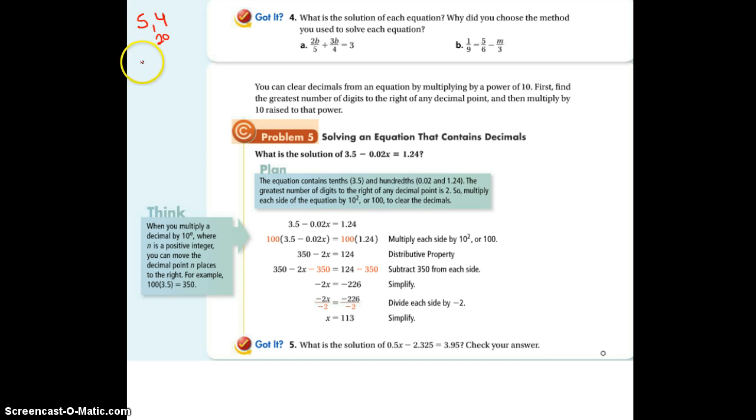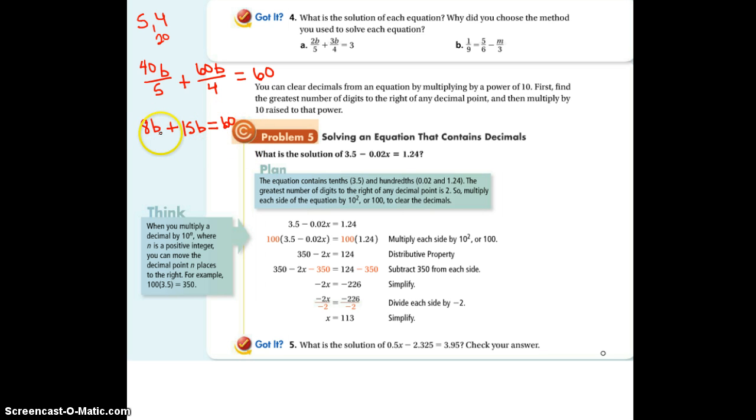20 times the first fraction is 40, because 20 times 2 gives you 40, so 40b over 5. And then 20 times the 3 gives you 60b over 4. And then 20 times the 3 gives you 60. So when I simplify this out, 40 over 5 gives me 8b, and 60 divided by 4 gives me 15b, and that's equal to 60.